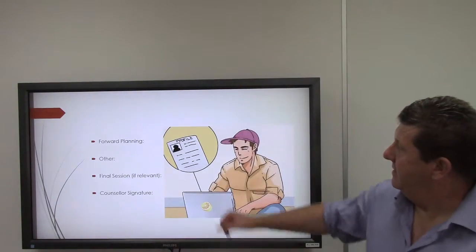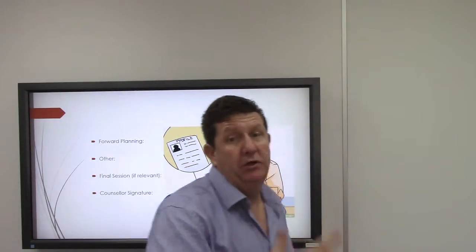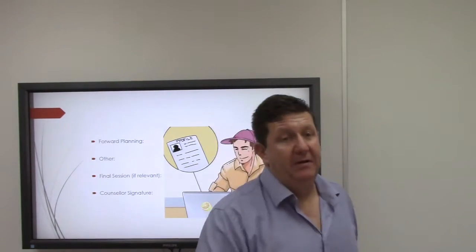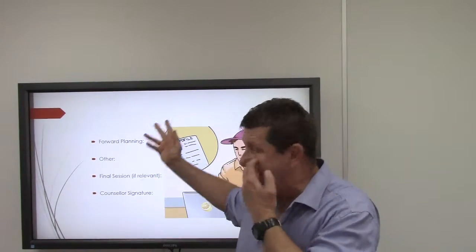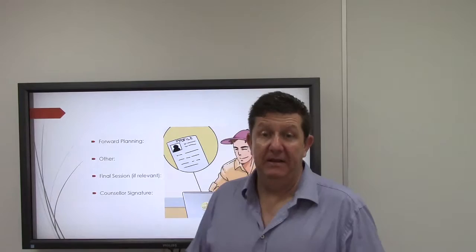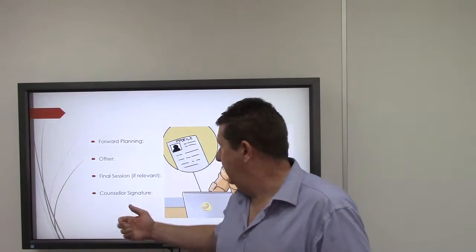Another part of your notes would be forward planning. When you do your summary, you'll say to your client, next time you come, what do you want to work on? So next time I want to work on how I'm going to tell my mother about the cat that died. So forward planning goes in there. If there's anything else you want to say, leave that. Final session, if it's relevant, there's a prac that's got 3 sessions. So this will be the final one, and the bottom part is just where you sign it. So it's just a simple sort of form.